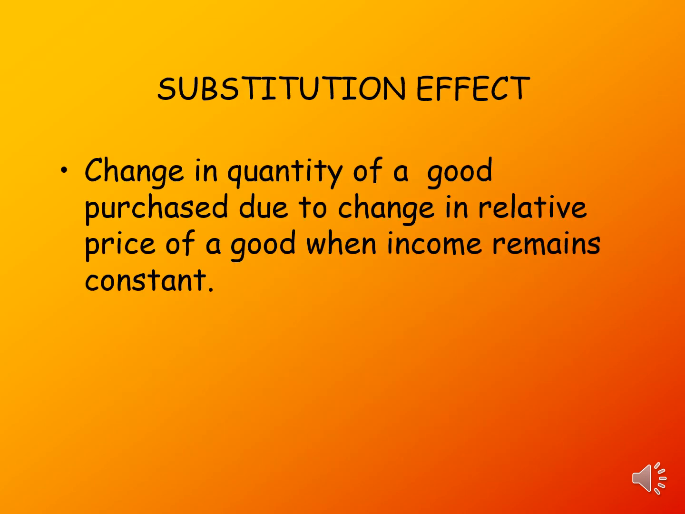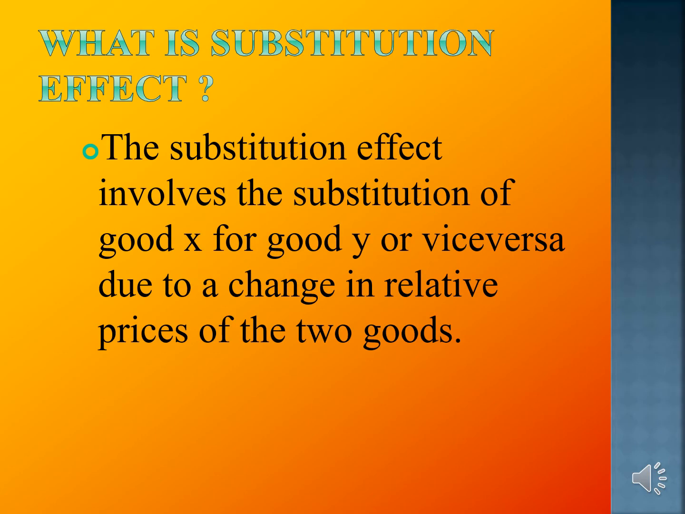Now there is another effect called substitution effect. It is a change in quantity of a good purchased due to change in relative price of a good when income remains constant. That is, the substitution effect involves the substitution of good X for good Y or vice versa due to a change in relative price of the two goods. So, we have seen that there are substitute products. Substitution effect happens in case of substitute products.